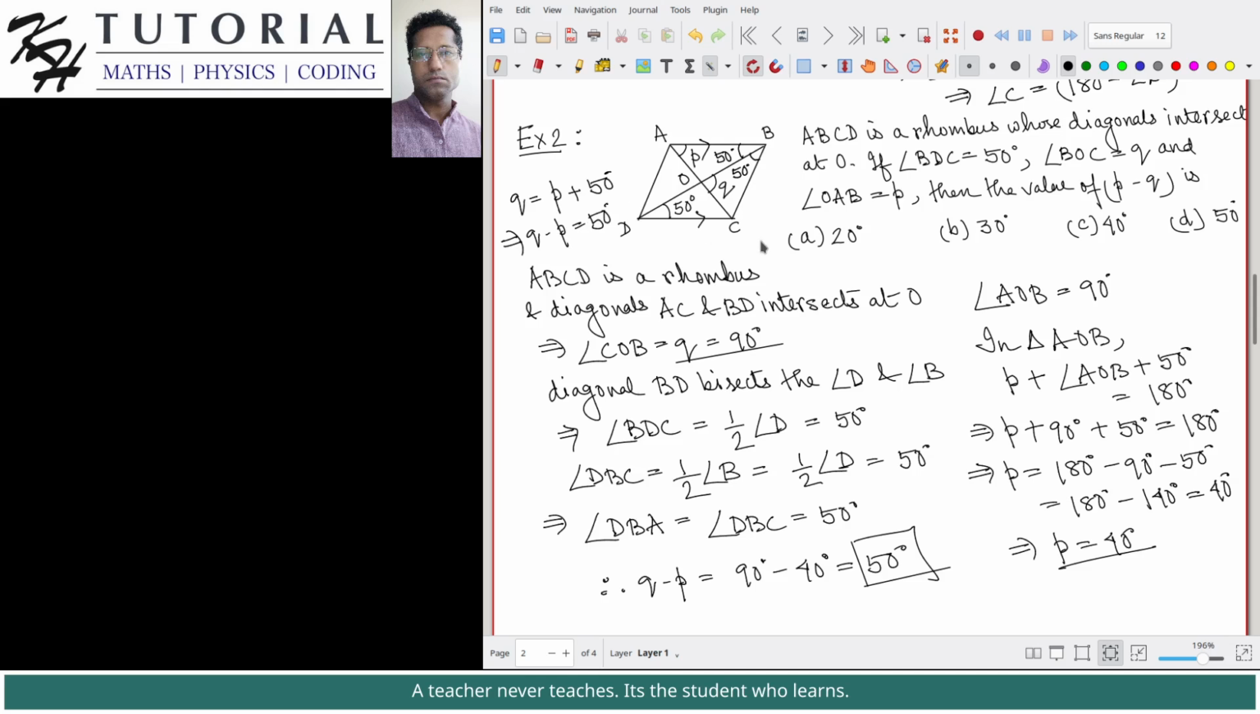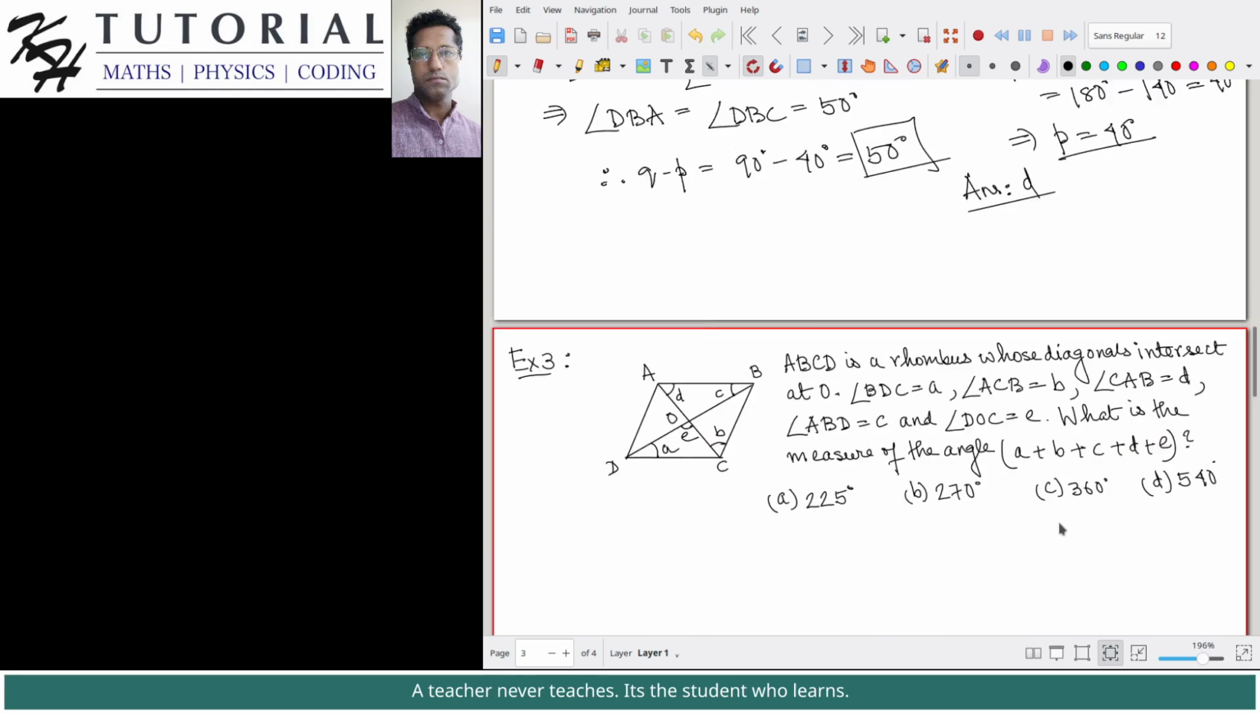Okay, let's see the next problem. So the correct choice is, so Q minus P is 50 degrees. So the correct choice is D. Let's see the next problem.